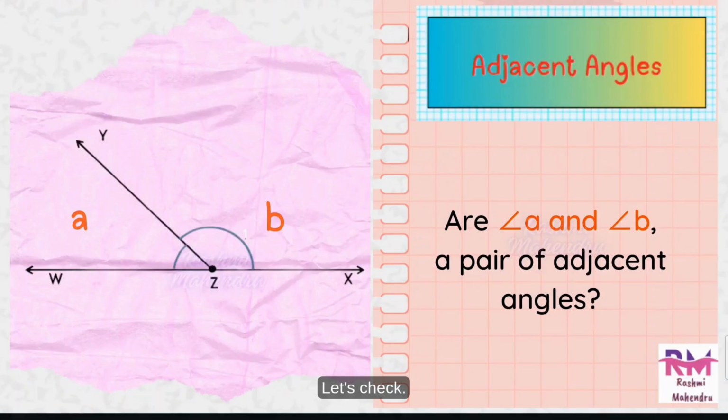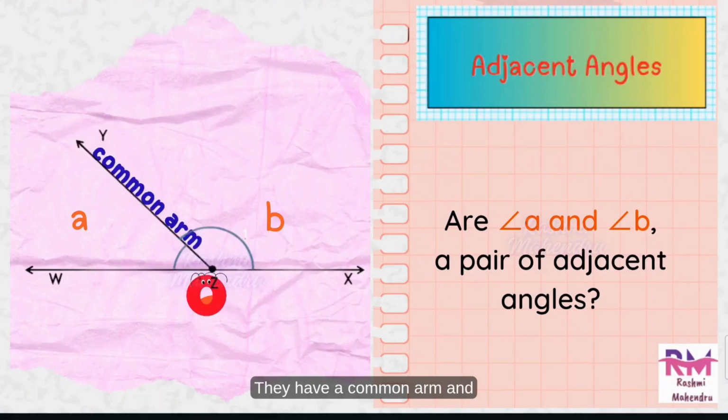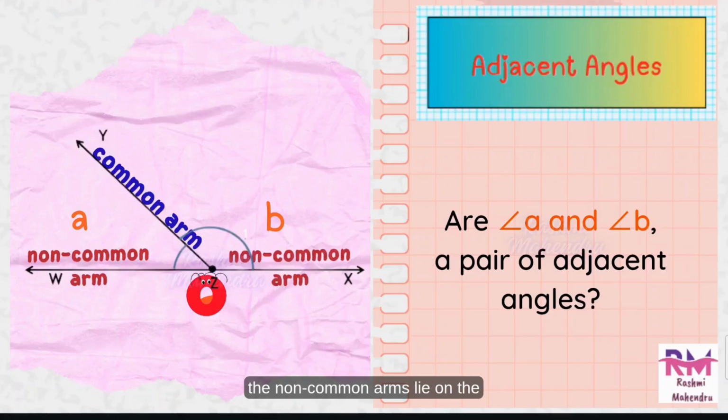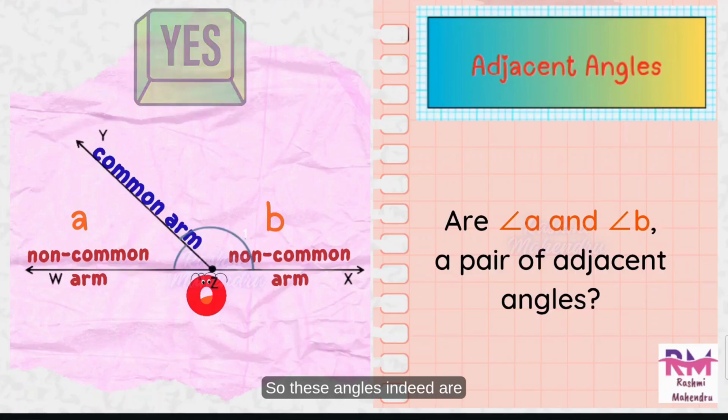Let's check. They share a common vertex. They have a common arm. And the non-common arms lie on either side of the common arm. That means the common arm lies between the non-common arms. So these angles indeed are adjacent angles. This was a recap of our previous module.